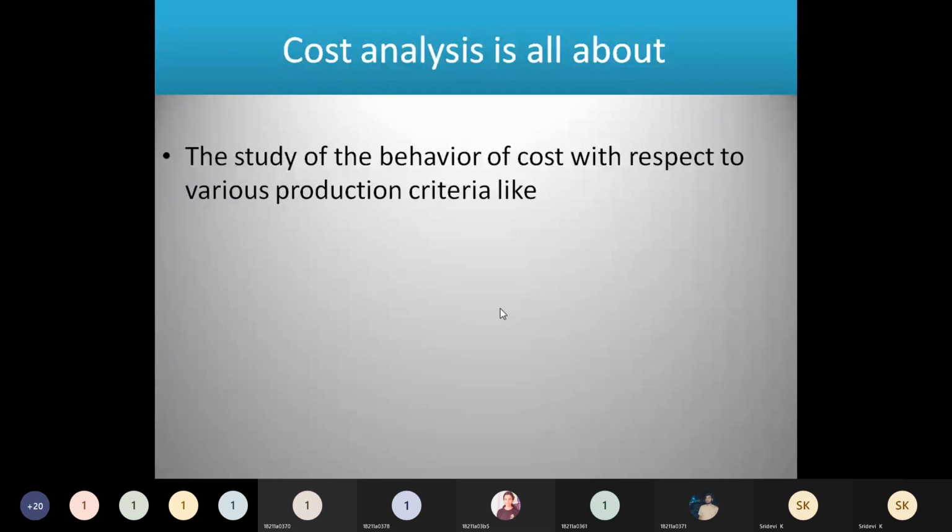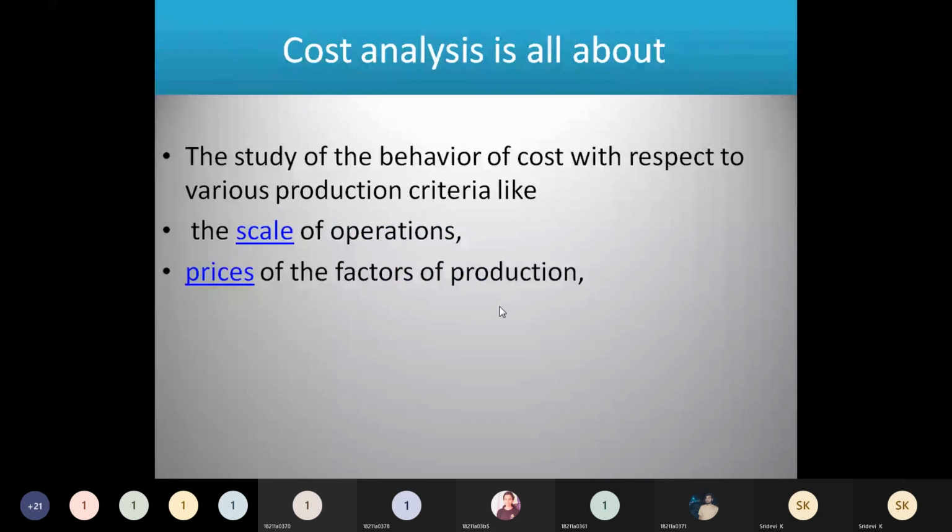So here in cost analysis, you are going to identify how these expenditures are going to behave with respect to various production levels. So if you are going to increase the production level, scale is nothing but the level of production. So if this level of production is going to increase, how the costs are going to be affected, that we are going to see here.